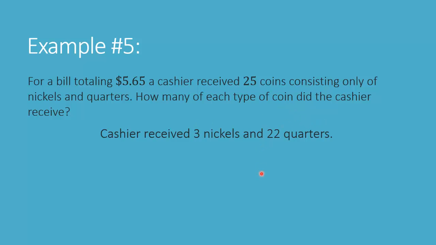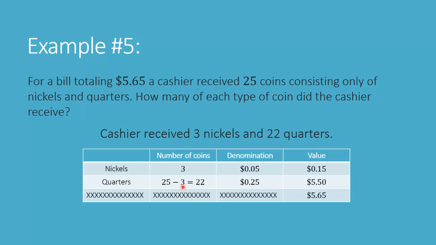And of course, we can easily check this on the table by simply plugging in 3 for x. So we have 3, 25 minus 3 is 22. Multiplying out, that's 15 cents worth of nickels, $5.50 worth of quarters, which totals to $5.65.